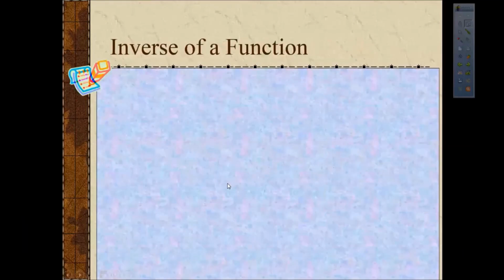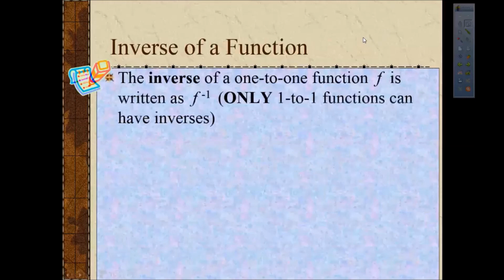So now let's talk about the inverse of a function. This is where section 5.3 was heading. This is the big topic of section 5.3. First, notation. The inverse of a one-to-one function f is written as f inverse. That's how we'll read this, f inverse. This is not a -1 power. Don't read it as f to the negative first power. Negative powers put things in the denominator. This is not what this means.